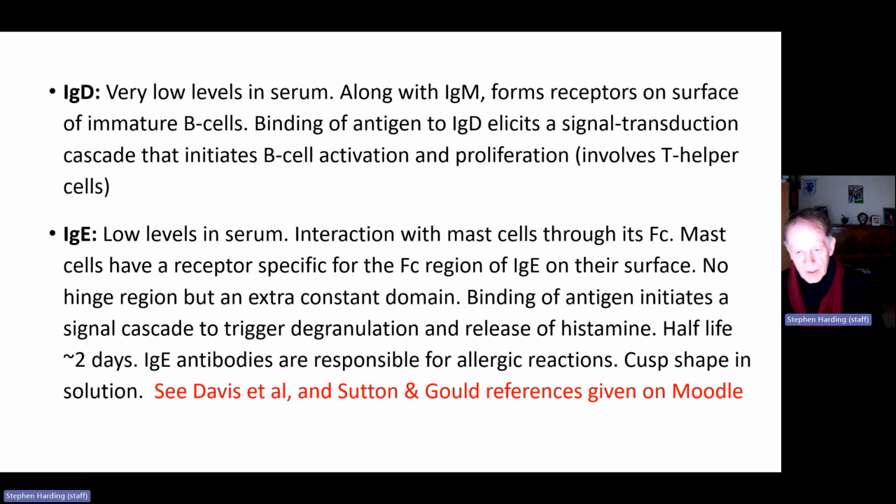And also, you should look at the Sutton and Gould reference, which gives a very nice description of IgE and its binding to the Fc receptor, again with this cusp shape, which after we worked this out using hydrodynamics, I think in 1990, was later shown to be correct from subsequent NMR and then crystallography structures on the IgE Fc fragment.